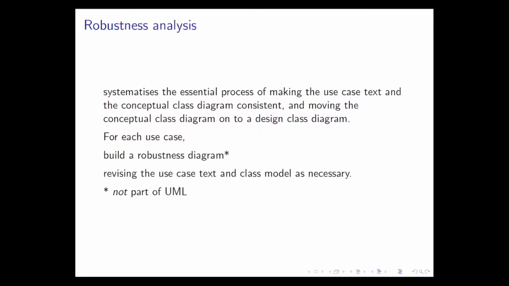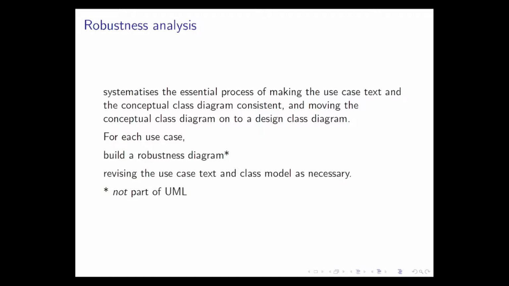So concretely what you do is, for each use case, you go through it sentence by sentence and you build a robustness diagram, as we'll see in a moment. And you'll find, typically, that you have to revise the use case text and the class model as you go, as necessary. And partly that's filling in more detail and adding things that accidentally got omitted earlier on, and sometimes it'll be clearing up inconsistencies and solving other problems.